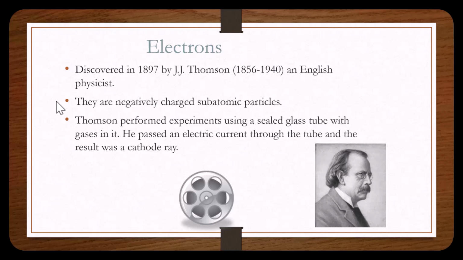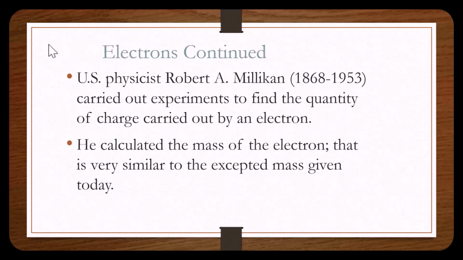Thomson performed the experiment using a sealed glass tube with gases in it. He passed an electric current through the tube, and the result was a cathode ray. Another contributor to the electron was U.S. physicist Robert Millikan, 1868 to 1953. Millikan carried out experiments to find the quantity of the charge carried by the electron. He calculated the mass of the electron that is very similar to the accepted mass given today.